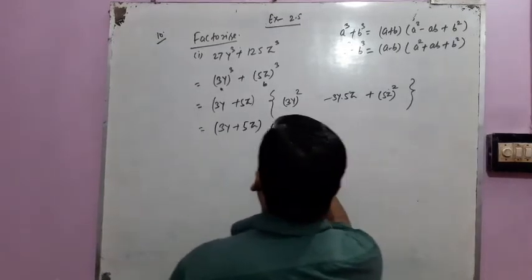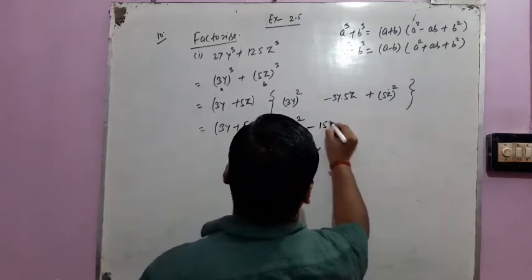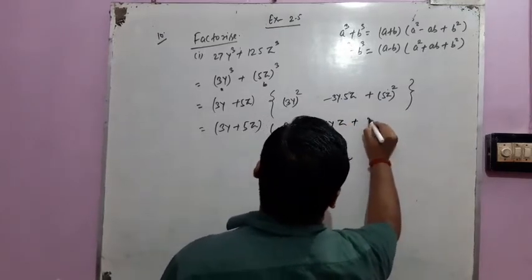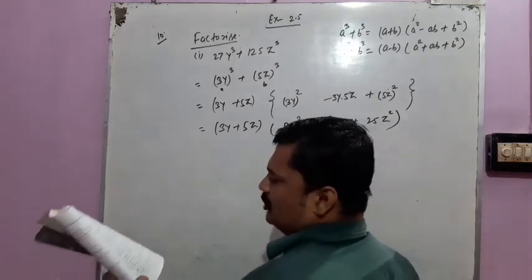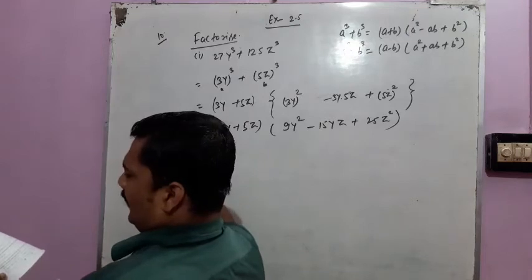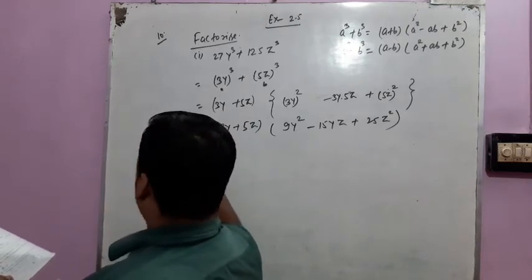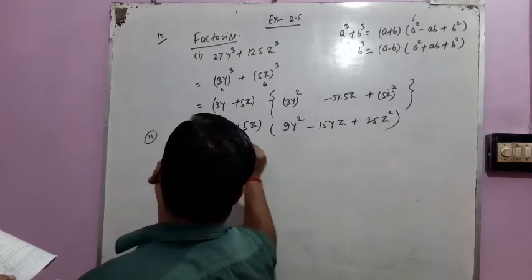into, what is the square of 3y? 9y square. 3 5s are 15yz plus 25z square. Similarly, in the next question student, it is given here 64m cube minus 343n cube.